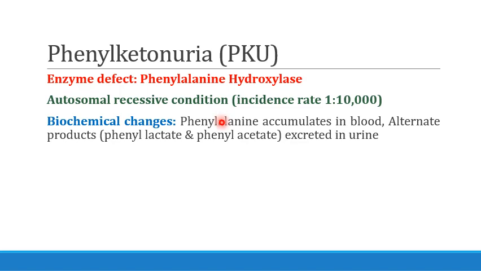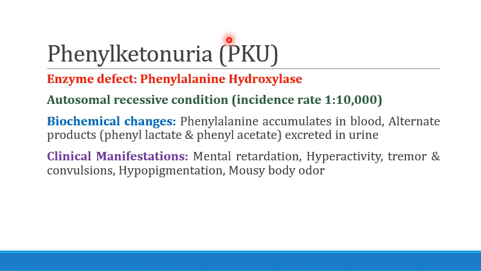The biochemical changes occurring in PKU are due to this enzyme defect. Phenylalanine is not converted into tyrosine, so there will be accumulation of phenylalanine in blood, and this phenylalanine will take an alternate pathway and produce phenyl lactate and phenyl acetate, which will be excreted in urine. Hence the condition is called phenylketonuria.